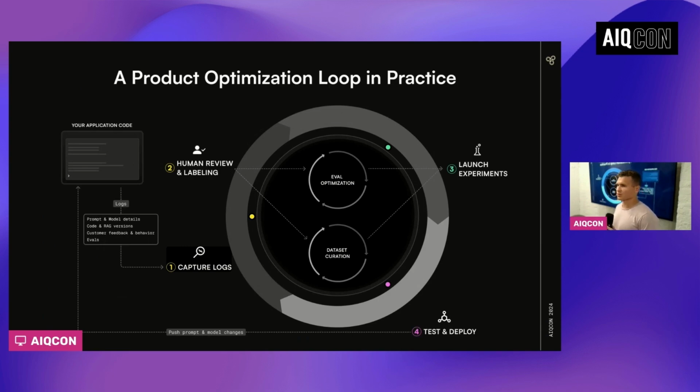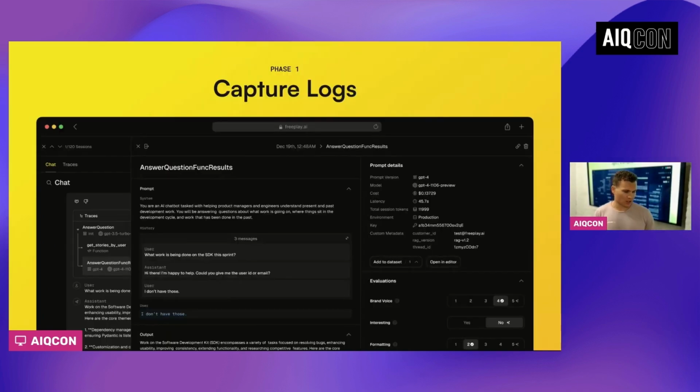All the best product teams we know spend hours and hours every week actually reviewing data. The two artifacts that we want to come out of here are eval optimization, building your eval suite, and dataset curation. Those two things will ultimately feed your ability to launch experiments that you can truly validate. From there, we get our experiment results and ultimately move into the testing and deployment phase. Let's jump into what this looks like in each of these phases.